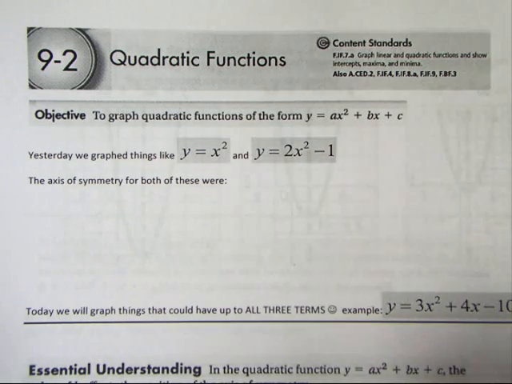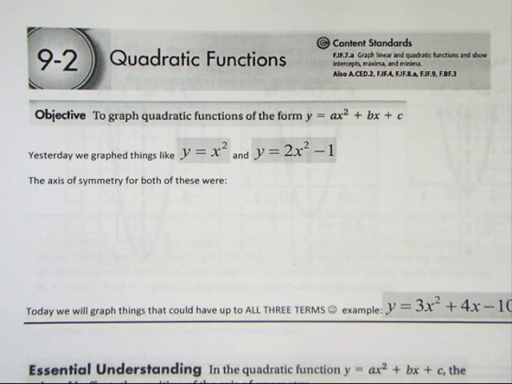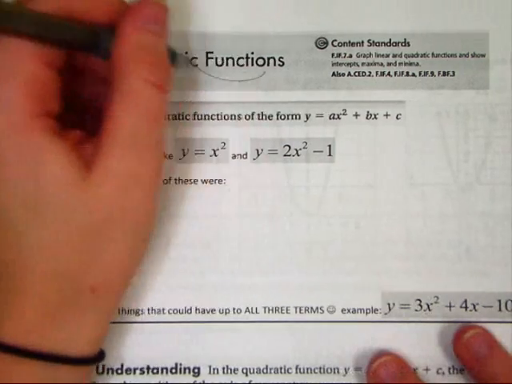In the next section, in 9-2, we're going to talk about quadratic functions. Now, you talked about functions before. Function simply means that you're going to have one input and one output, okay? Every output has only one input, and each input has one and only one output, okay? That's what a function is.